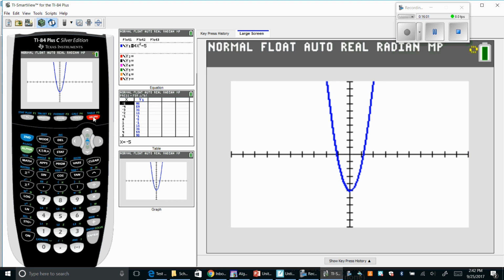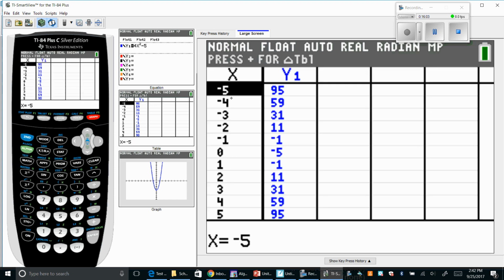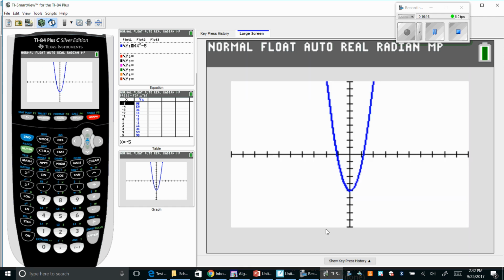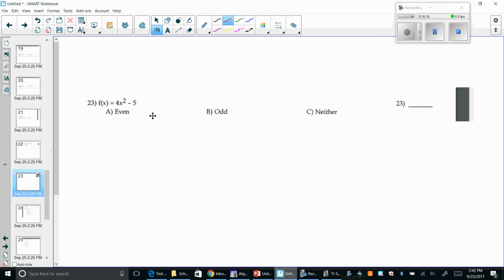Let me check the table to verify this. And if you'll look, you get -595 and +595, -459 and +459. So that does confirm for me that whether I put in a negative value for x or a positive value for x, I get the same output. So this function is even.